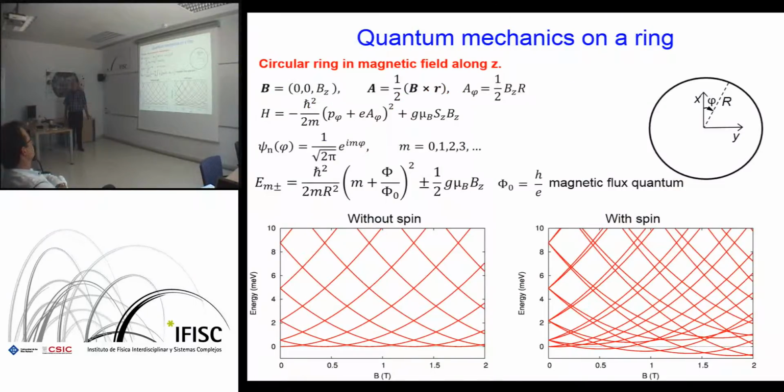Now, the first simple idea is the motion of an electron on a circular trajectory. So if we have a motion of an electron on a ring, we know that the energy spectrum, at zero magnetic field, depends on an integer number to the square, which is the angular momentum. If we put a magnetic field, then we have a shift corresponding to the ratio of the magnetic flux to the flux quanta.